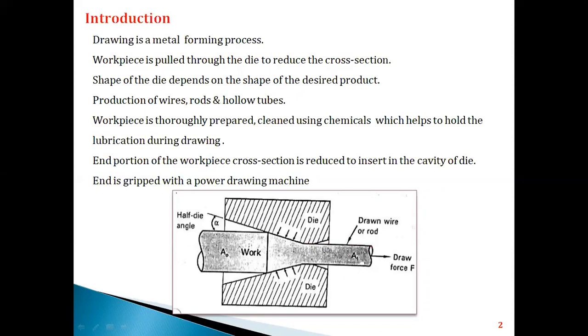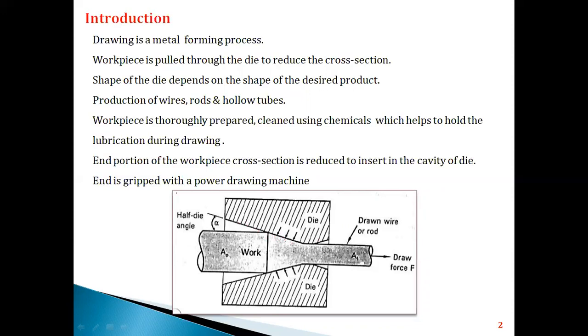Generally we use this drawing process for the production of wires with diameters up to around 2 micrometers, and for developing rods or even hollow tubes. Other than this, you can develop even non-circular cross sections, but depending upon the desired product, you have to develop the shape of the desired die, and through that die you can get the desired product by using this drawing process.